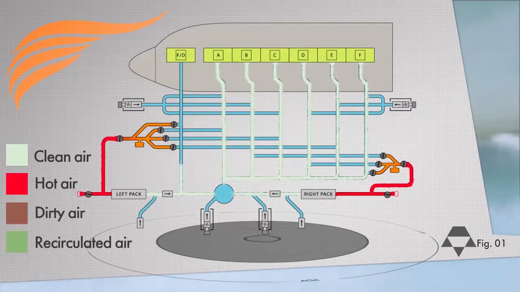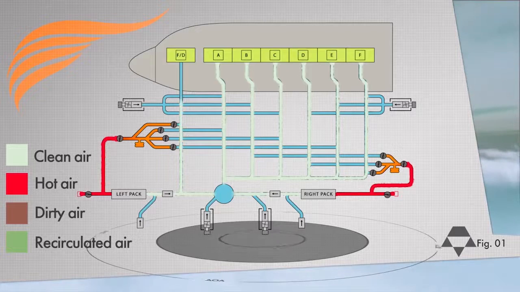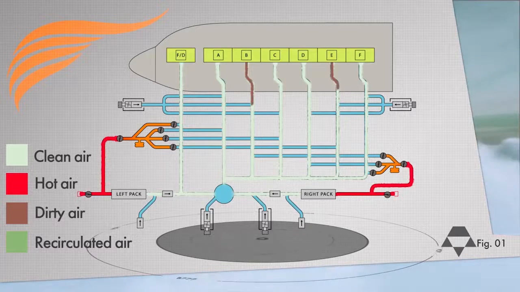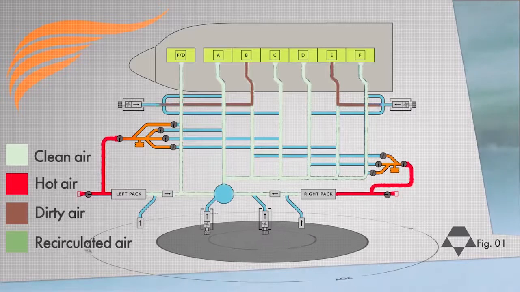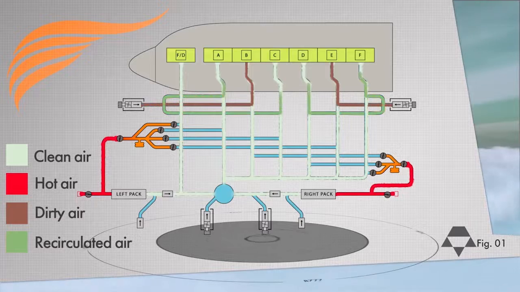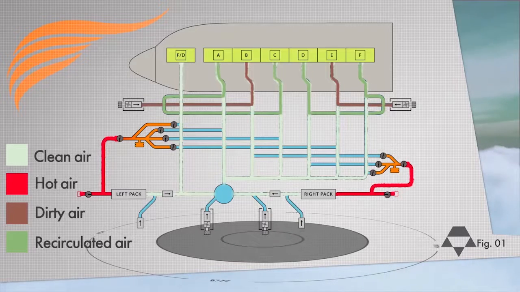The flight deck receives 100% fresh conditioned air from the left pack. The cabin zones receive conditioned air from both packs, but also a share of recirculated air to minimize the pack workload. As we mentioned before, the recirculation process involves drawing air from the cabin, running it through a series of physical and chemical filters, mixing it with pack air, and then reinserting it back into the distribution ducts.